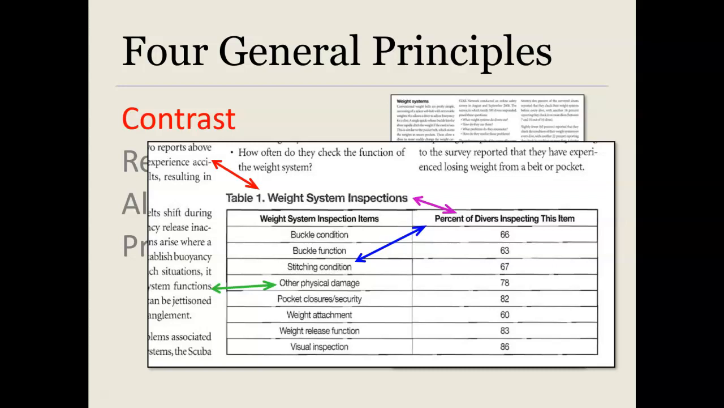The size is very similar, but the weight is different. That's, again, subtle contrast, but it is contrast. Then where the green arrow is, the other physical damage and the word functions, take a look at those. The letters are very similar sizes, but one is a different font than the other. They're both light face, but again, they have a whole lot of contrast because of the letter shapes that are being used. Those are examples of contrast.